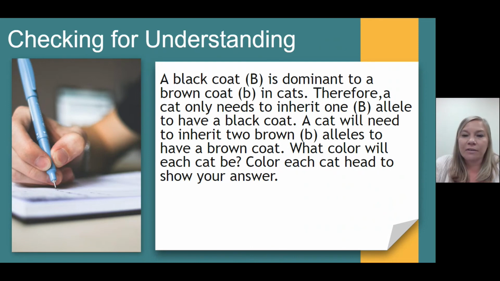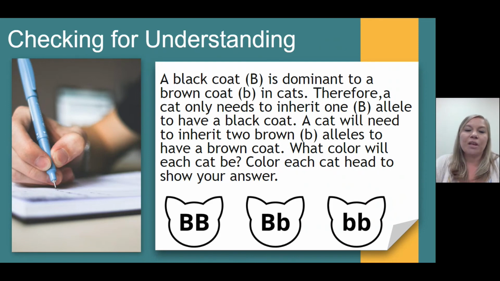So let's look down here. We're going to pull up some cats here. Your first cat down there has big B, big B. Now, big B is dominant. And which color is dominant? Yes, that's correct. Black is dominant. So our first cat right here with big B, what color is it going to be? Black. You are correct. Now our next one here has both. It has a big B and a little b.